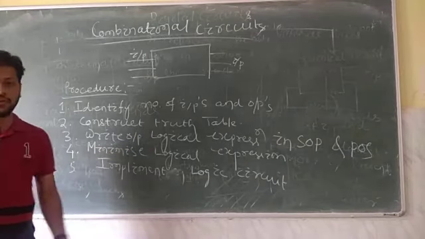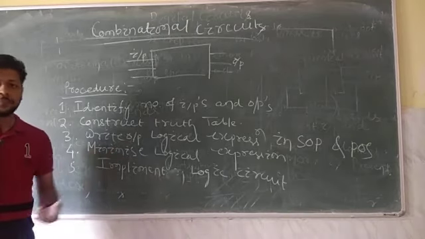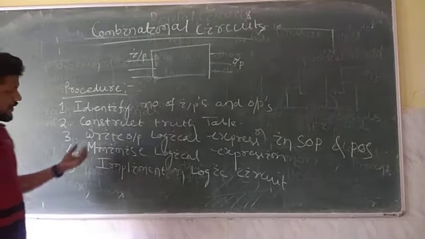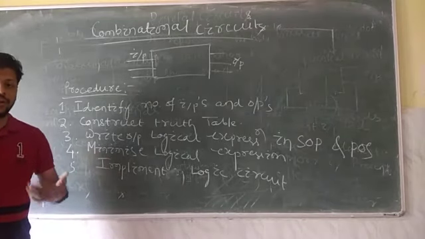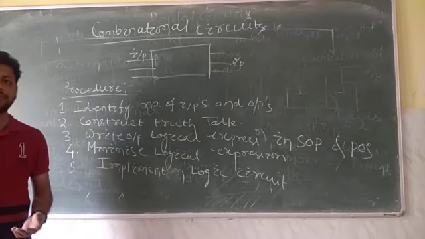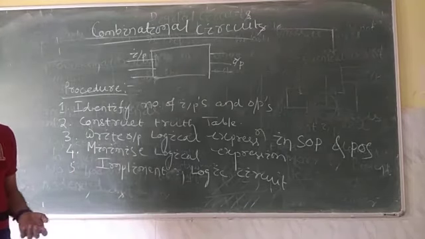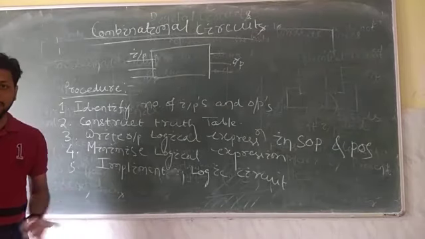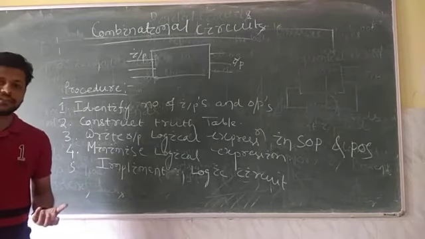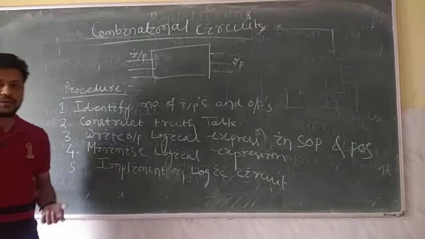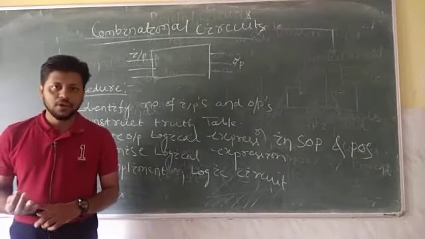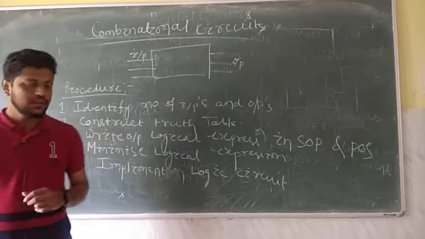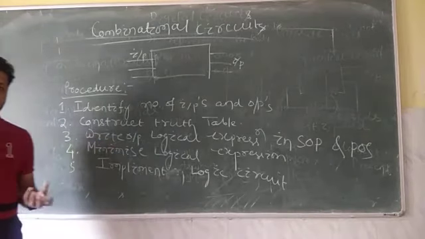Then minimize the logical expression. Since the sum of product or product of sum expression is written directly from the truth table, many variables are involved, including redundant ones. You need to minimize the expression using Boolean algebra or a K-map. Then implement the minimized expression using the basic logic gates we have studied: NOT, AND, OR, XOR, XNOR, NAND and NOR.